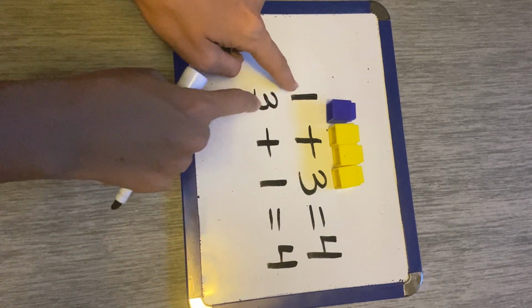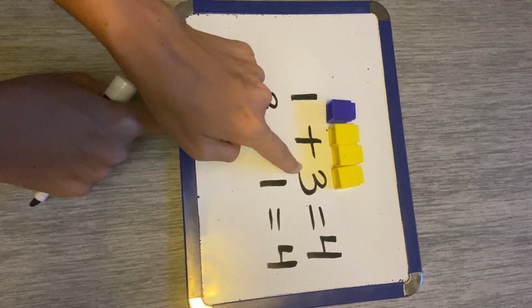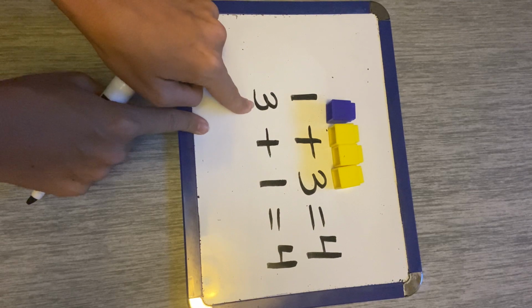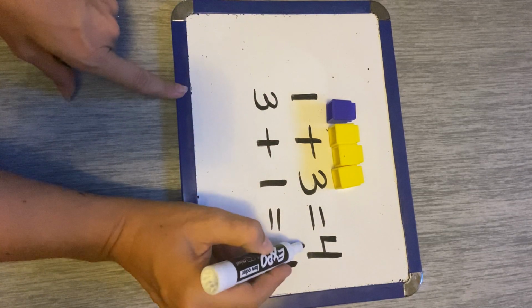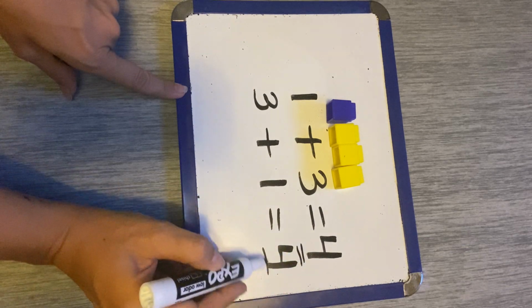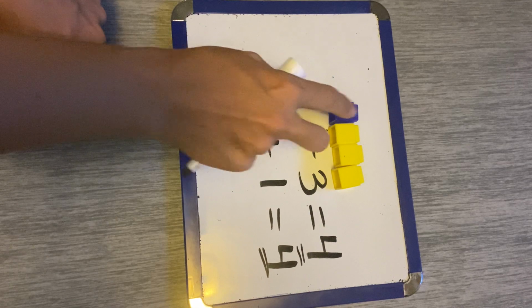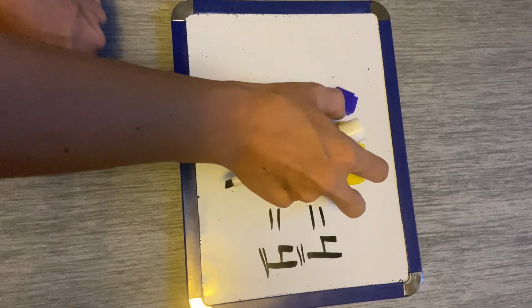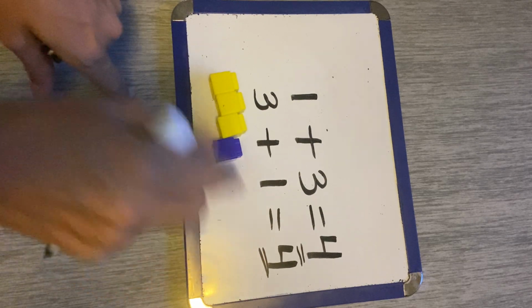Same add-ins. There's a 1 in this problem and a 1 in this problem. A 3 in this problem and a 3 in this problem. All I did was switch the order, but my answer stays the same. I still have 4. No matter if I put 1 and then 3, or if I switcheroo and do 3 plus 1. We still have 4.